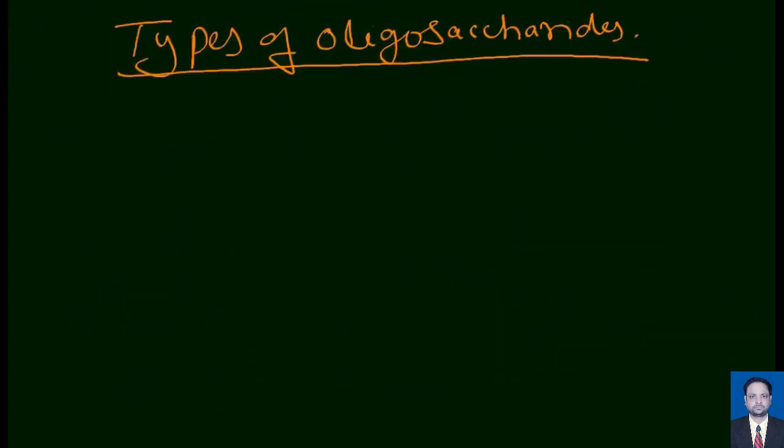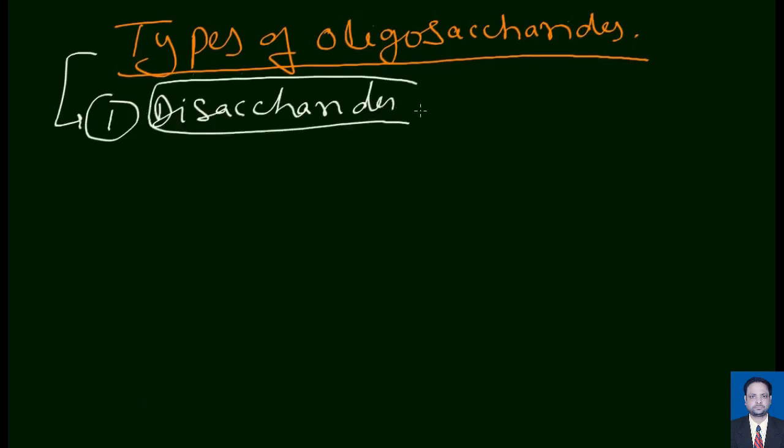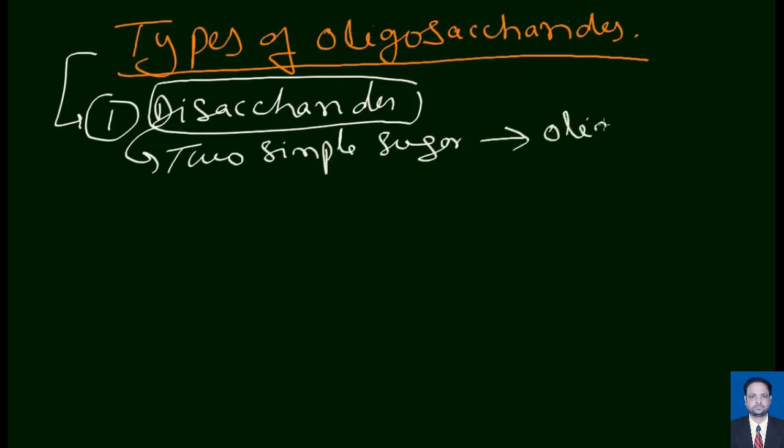Now let's talk about the different types of oligosaccharides. What are the different types of oligosaccharides found to be present? Okay, let's talk first about disaccharides. Disaccharide means two simple sugar units, two simple sugars forming an oligosaccharide. Got it?